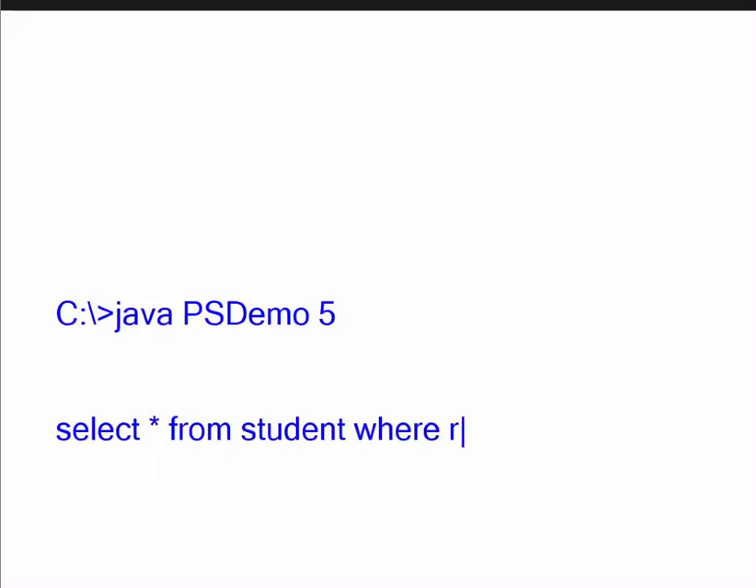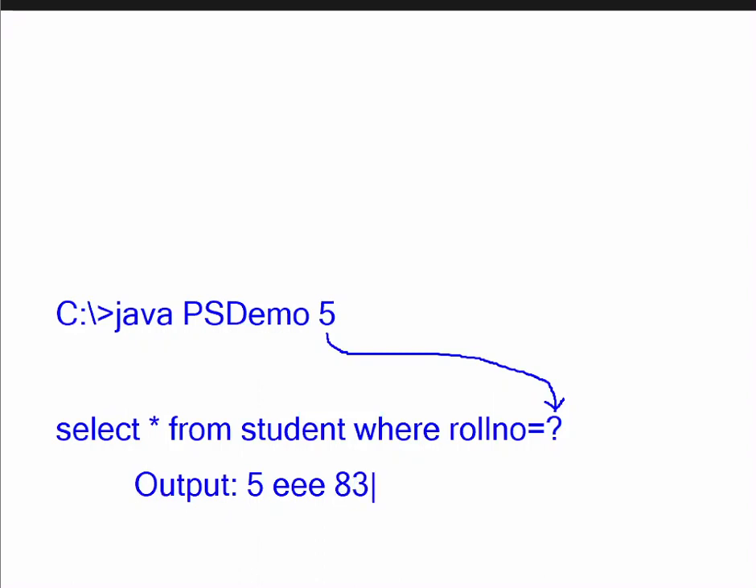Java PreparedStatementDemo, roll number 5 I'll pass. Then the query is: select star from student where roll number equal to 5 question mark. This is what I want to place here. Then the output should be like this: roll number 5, name of the student, marks of the student. Like this I want.